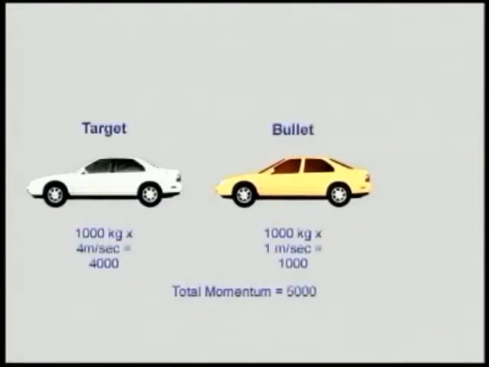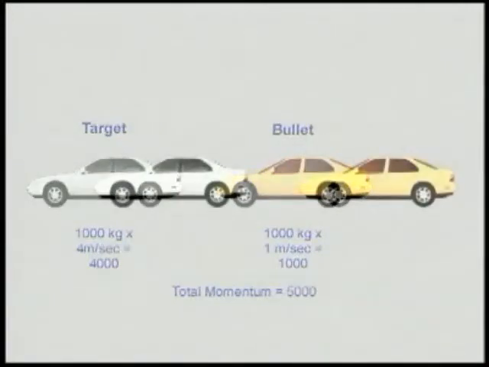According to the law of conservation of momentum, the momentum after the collision must also be 5,000. But once the bullet vehicle strikes the target vehicle, the speeds of the two cars are different. After the collision, we find that the bullet vehicle has slowed from 5 meters per second to just 1 meter per second. Therefore, the momentum of the bullet vehicle is 1 times 1,000, or 1,000. Since the law of conservation of momentum requires that the momentum must be 5,000 after the collision, that means that the target vehicle must have a momentum of 4,000, and thus a velocity of 4 meters per second. That means that the target vehicle accelerated from 0 meters per second to 4 meters per second.